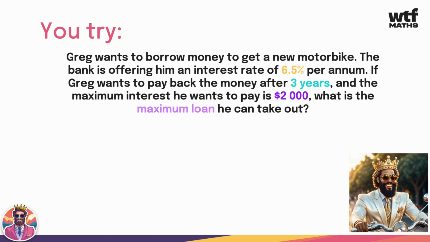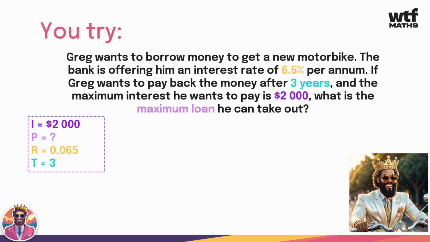So just to help you get started, the interest is $2,000, the principal, we don't know, the rate is 0.065, and the time is 3. Could you please work backwards to find out what's the biggest loan he can take out?